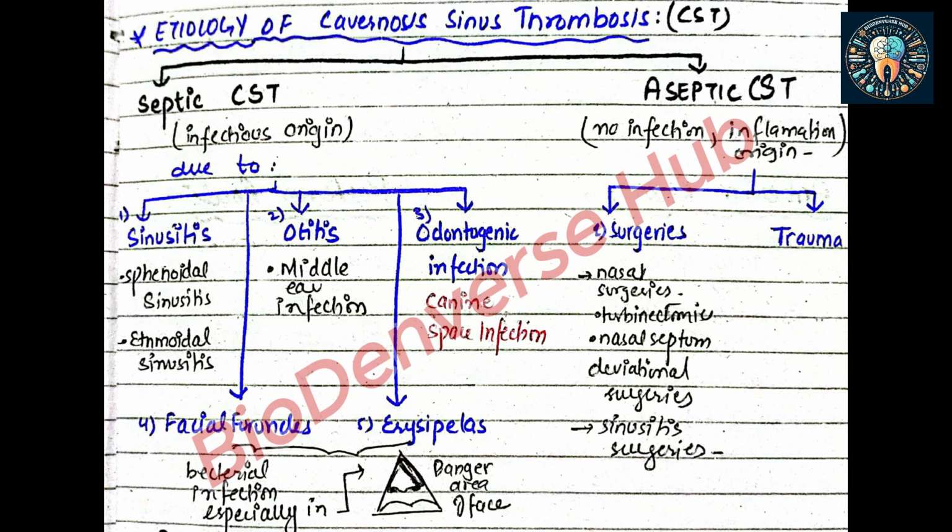The other important etiological factor could be otitis, that is middle ear infection, or, most importantly, odontogenic infection, which means any infection arising in any tooth in proximity to the cavernous sinus, most probably towards the canine region, or a canine space infection, which has the most probable chances of involving your cavernous sinus and leading towards its thrombosis. So this was the etiology of septic cavernous sinus thrombosis.